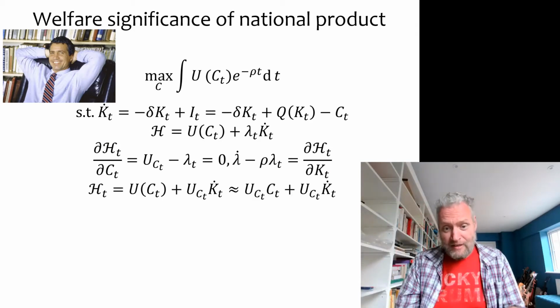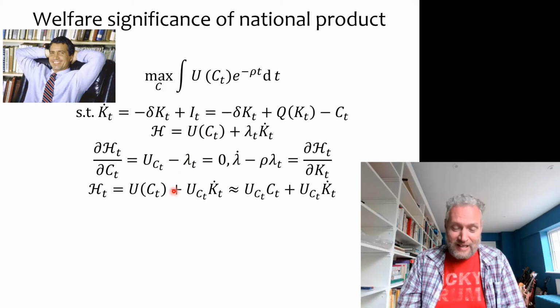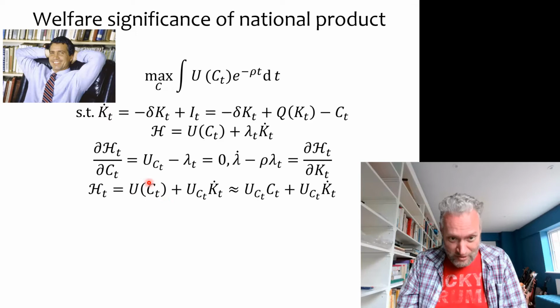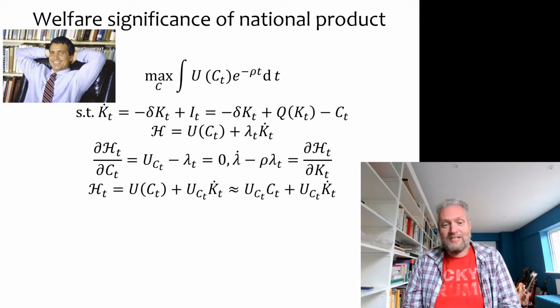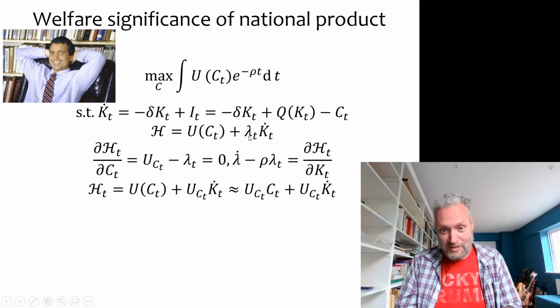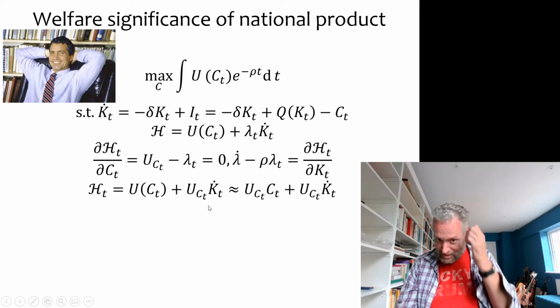What do we have here? We have that the Hamiltonian, and this is just the definition, right? The Hamiltonian is U of C plus lambda times K dot. We now have an expression for lambda, namely that is marginal utility. So the Hamiltonian equals our current utility plus the marginal utility times the change in capital, right? Because we know the lambda, and that becomes U sub C.